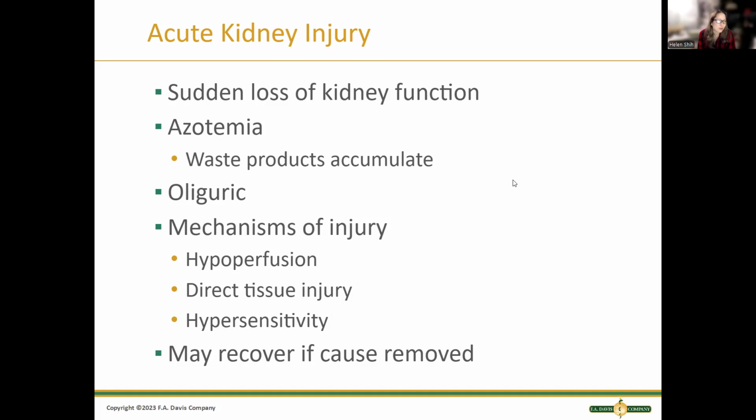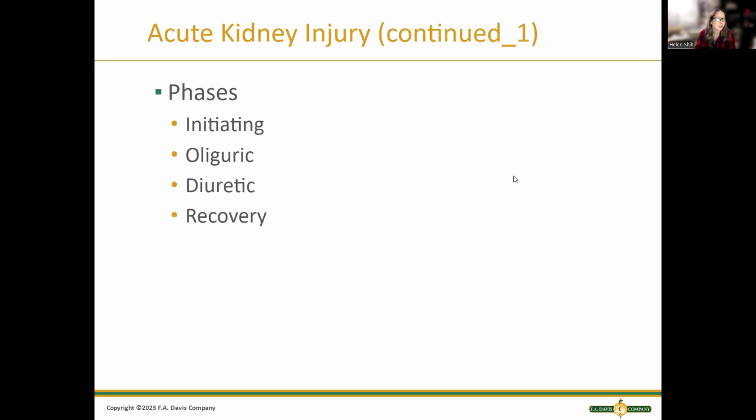You should recover from acute kidney injury because acute things should resolve within 3 months. If we treat the cause or take care of the patient, we can reverse the kidney injury until the kidney comes back to normal function again. There are 4 phases for acute kidney injury: the initiating, then the oliguric, then the diuretic, and then the recovery phase.